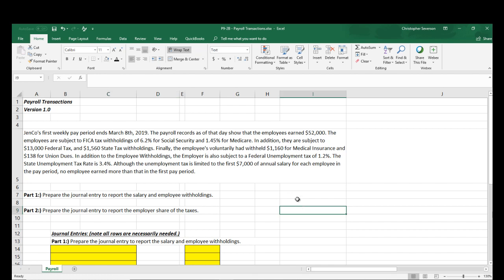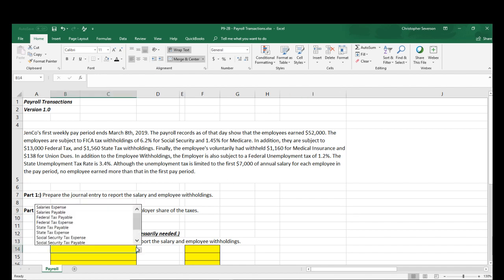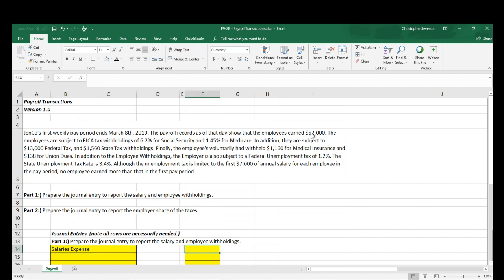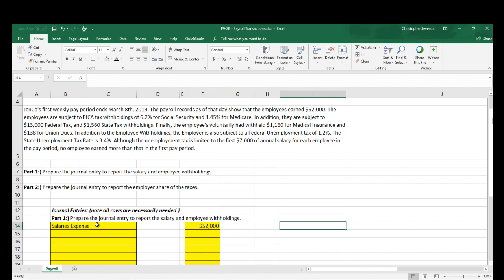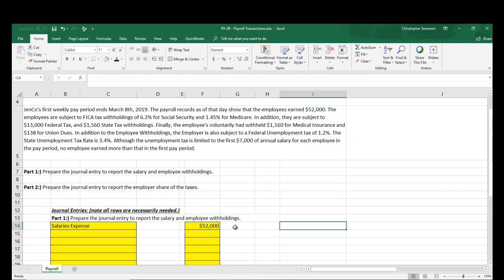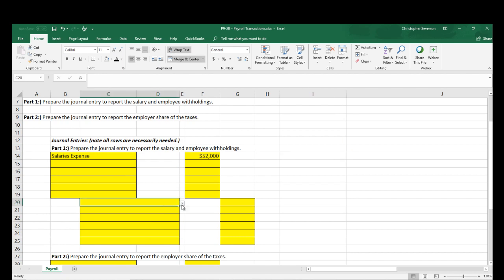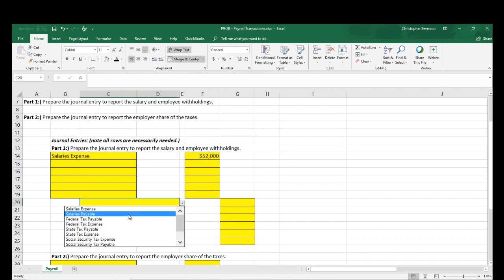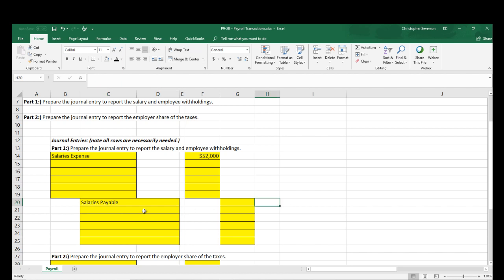So the first thing we need to take a look at is the salaries expense. So we're going to have salaries expense of the full amount of $52,000. That's the full amount of salaries expense, but the employer is not going to give all of that to the employee. Instead, a lot of it goes to the government. So we can do the salaries payable. This is the net pay. So salaries expense is gross pay. Salaries payable is net pay.